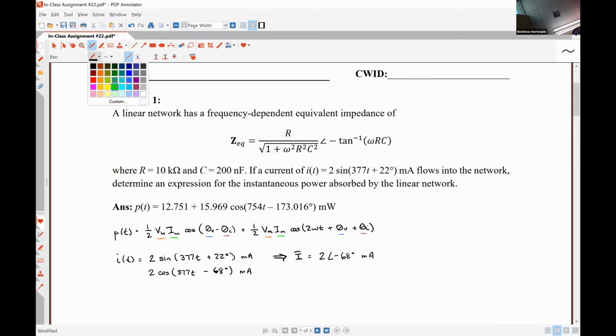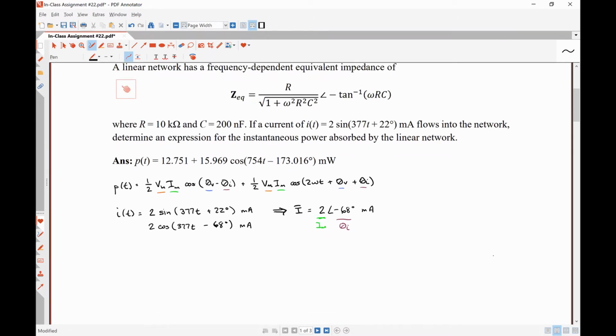All right, so we now have Im, and we also have theta I. How do you think we're going to figure out our voltage? I was thinking we could solve for numerical values of ZEQ given our information, and then multiply those two. So the suggestion, I believe, is that V phasor is going to be equal to I phasor times ZEQ, which is just Ohm's law in the frequency domain. And that's a perfectly valid way of solving for V.